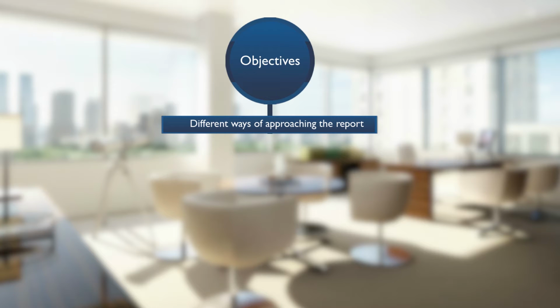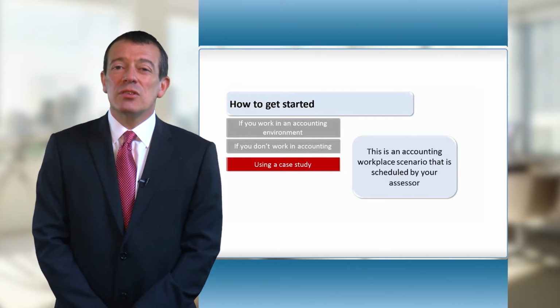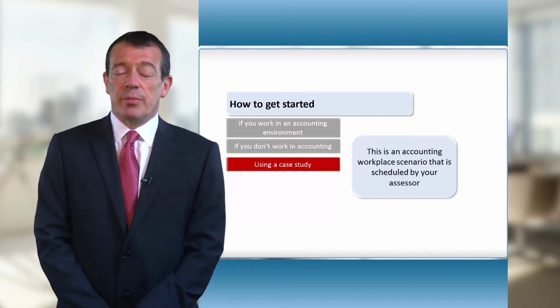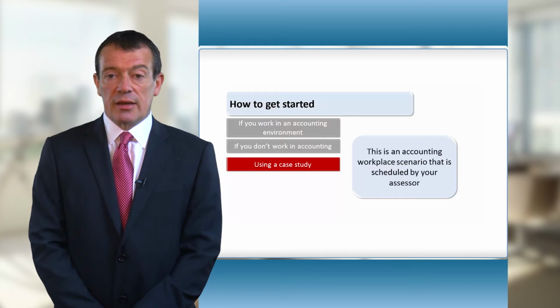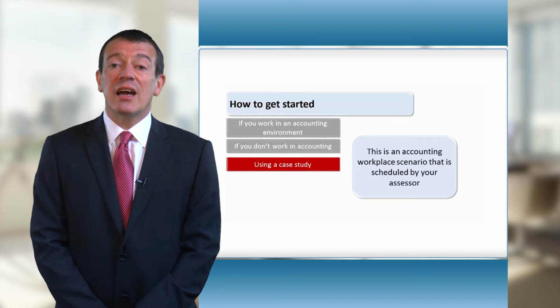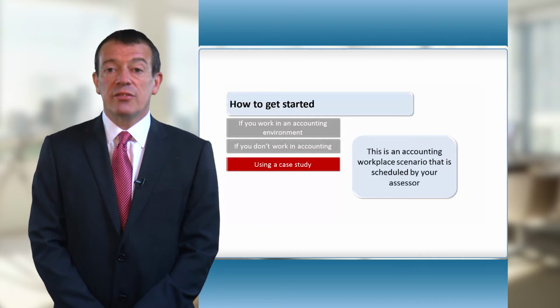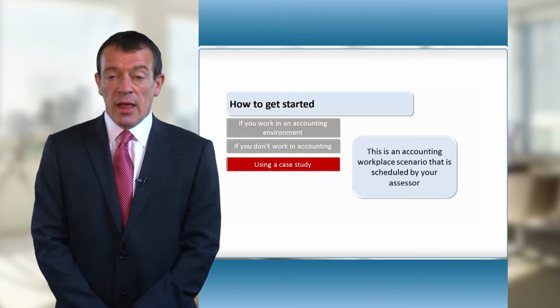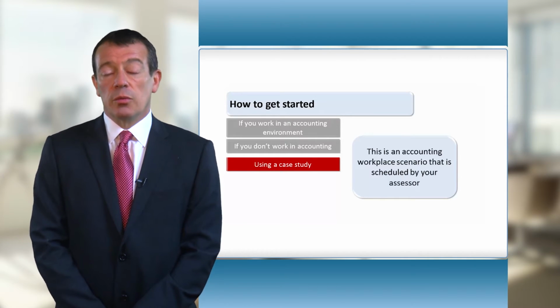The objectives are different ways of approaching your report, and the report requirements. Now, what a case study is, it's an accounting scenario that is scheduled by your assessor. So it's written by the AAT, particularly for people at stage 4 who are not working in an accounting environment. And what we have to do as your training provider is schedule you to do this. So we have to download this from the AAT and you have to then produce the work that is asked for within this case study.